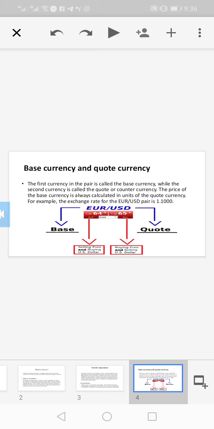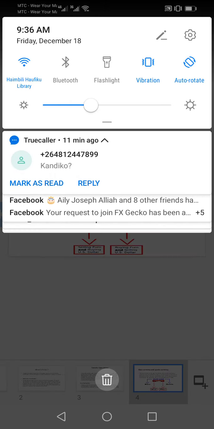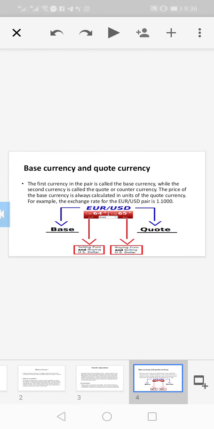Let's move on to currency pairs. When you are trading, you trade two currencies in a pair. In this pair there is a base currency and a quote currency. The first currency in the pair is called the base currency, while the second currency is called the quote or counter currency. The price of a base currency is always calculated in units of the quote currency.